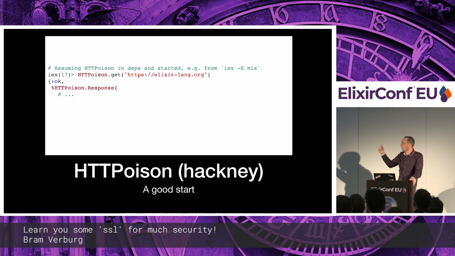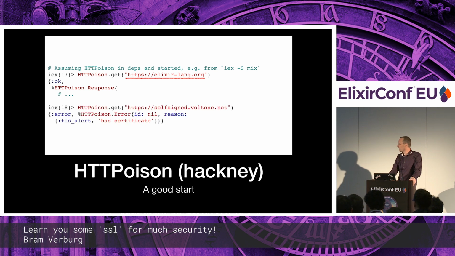So if we make a request again to first of all a valid server, the connection succeeds. And if we make a request to a server with a self-signed certificate, it fails. So we're good, right? Well, up to a point, because it's possible to shoot yourself in the foot also with HTTPoison and Hackney.